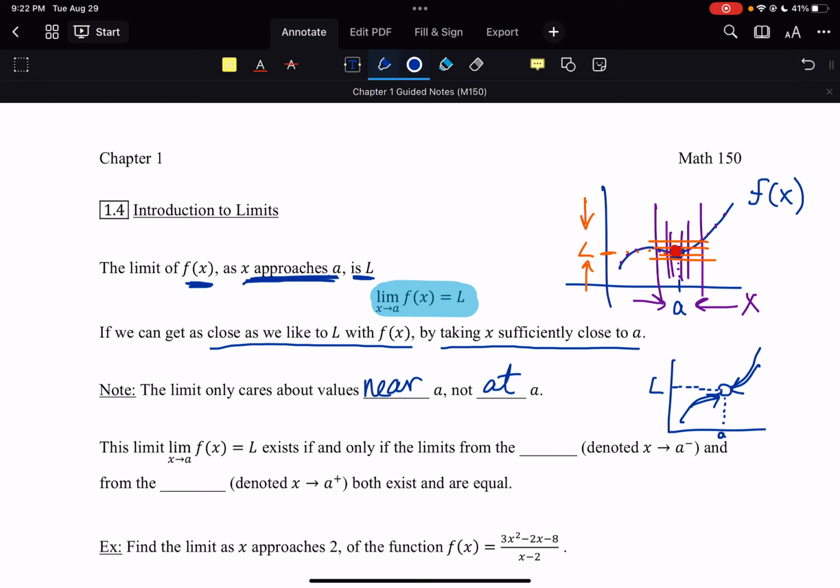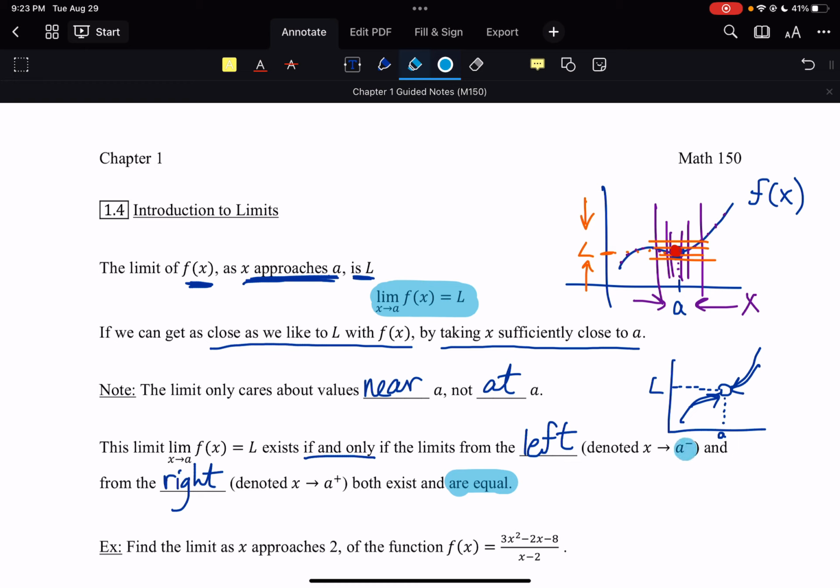Now, in order for this limit to exist, you'll notice back up here, I drew the x values coming from both sides of a. They have to match. You can't have one side going off this way and the other side going off that way, because then there's not going to be one single value of L that we can identify as the limit. So we say that the limit exists if and only if the limits from the left and from the right both exist and are equal.